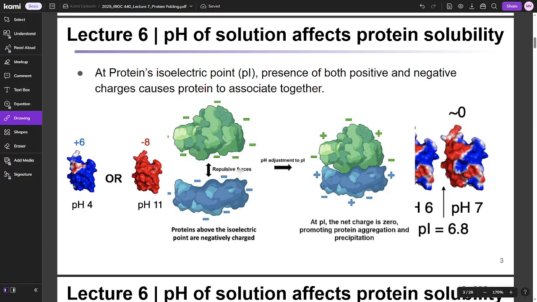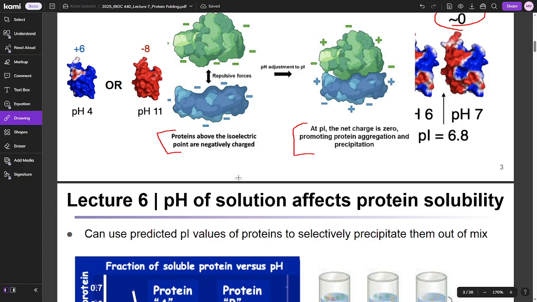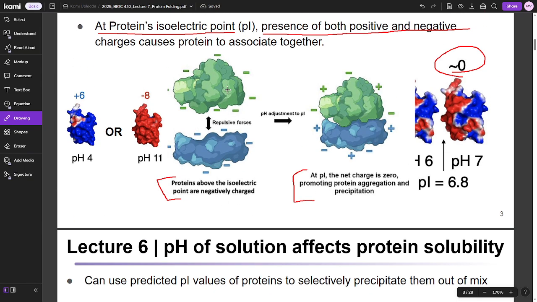Here's an example of that. At the protein isoelectric point, there is a presence of both positive and negative charge, which makes the net charge 0, which makes it insoluble. This is a nice image showing that. At the pI, the net charge is 0, promoting aggregation and precipitation of the protein. When it's above or below its isoelectric point, in this case technically above, because it's negatively charged, the molecules repel each other and they will not precipitate out.